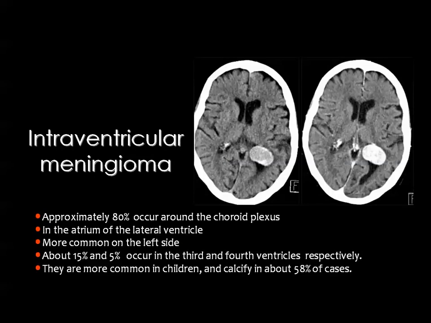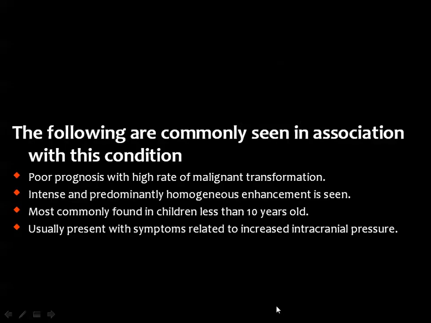And this is the classic appearance of an intraventricular meningioma, which is the most common homogeneously enhanced trigonal intraventricular lesion in adults. The intraventricular meningioma occurs in the atrium of the lateral ventricle, more common on the left side, but it can occur also on the right side. And some of the meningiomas may occur in the fourth ventricle, and they are common in children if they have neurofibromatosis type 1.